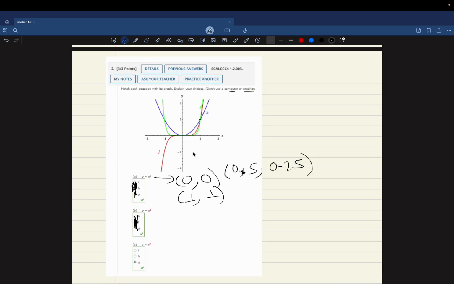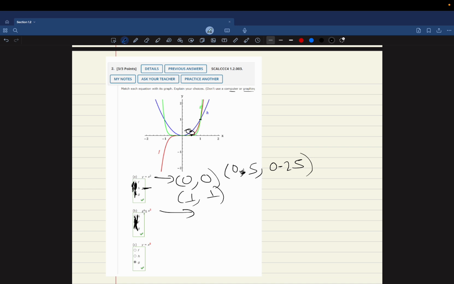Less than 0.5. Okay, so let's add. So here is a 0.5. Okay, and then 0.25 is somewhere around here, so this is our coordinate, but these two graphs are not passing through this coordinate, only blue is passing through that coordinate, so blue is h, so h is our answer.